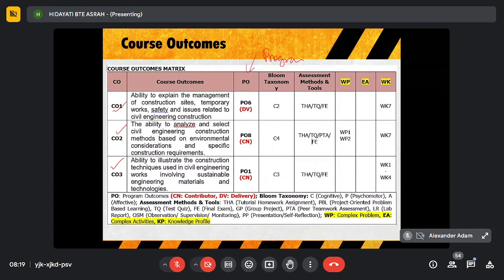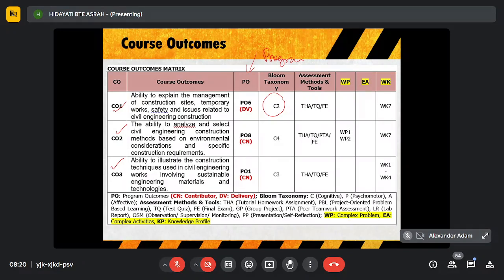It is linked to engineer and society because if you refer back to course outcome number 1, you have to know what is the safety when you do construction, and you have to know any issues related to the construction so that it will help you to make a better decision. So it relates to engineer and society, PO6. The level of assessment for this course is C2. So C2 is actually a low level of Bloom taxonomy.